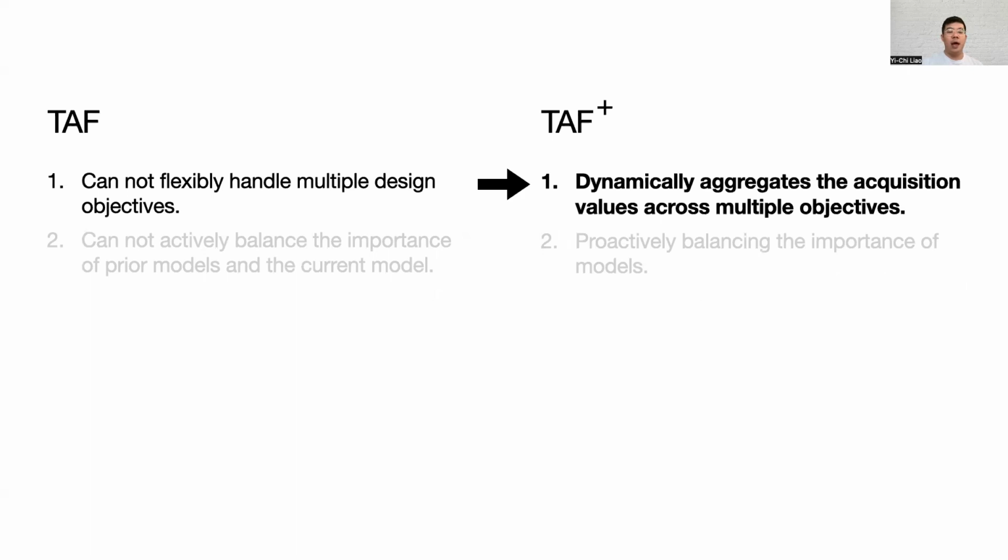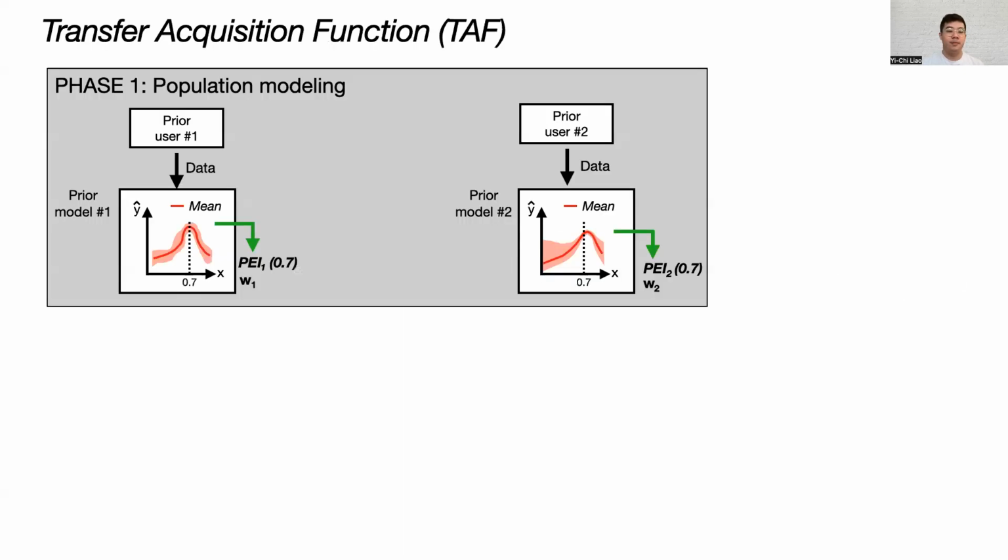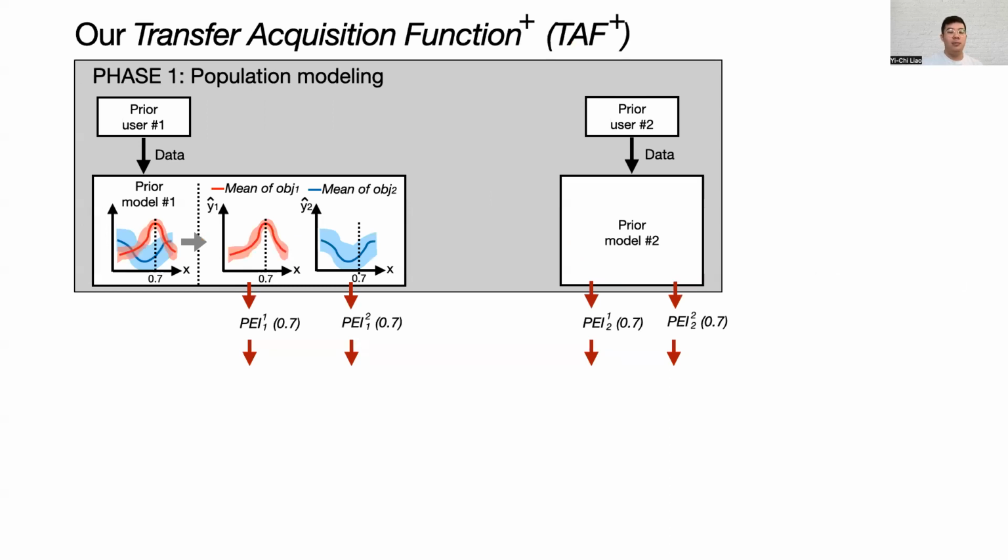The first limitation of TAF is that it is designed only for one design objective. We address this by a novel aggregation mechanism so that the designer or the user can dynamically handle the weighting of different design objectives. This is TAF. It assumes each model only generates one acquisition value. However, in practice, we usually have multiple design objectives, so each model will generate multiple acquisition values, each corresponding to one specific objective. This is where TAF is not designed to handle.